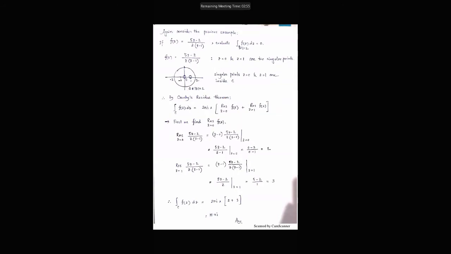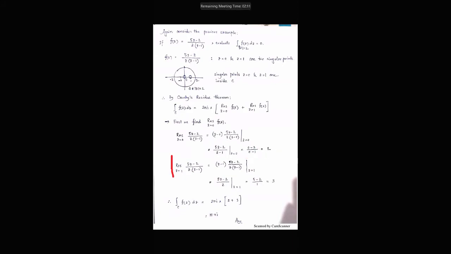Now my task is to find the residue of the function f(z) at the point z equal to 0. Since we are finding the residue at the point z equal to 0, we take z minus 0 into f(z) at the point z equal to 0. The z in the numerator and denominator cancel out. So this is (5z minus 2) by (z minus 1) at the point z equal to 0. Putting the value z equal to 0, we get the residue as 2.